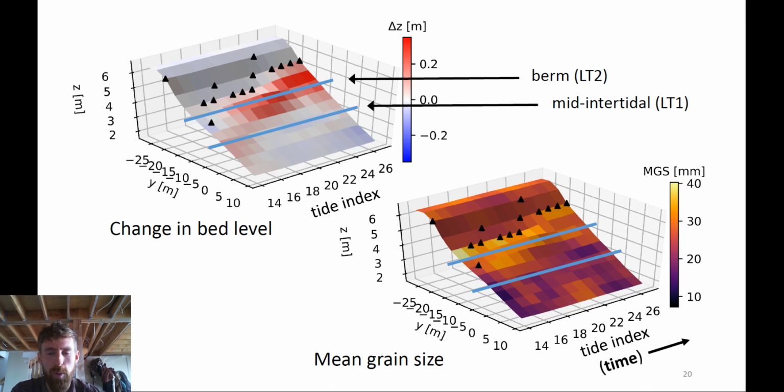Here in blue I've pointed out the positions of those berm and mid-intertidal longshore transects, the survey transects I showed in the last couple slides. You can see the berm transect for most of the experiment corresponded to the position of this high tide berm, as well as the coarse material associated with that berm, whereas the one I've called mid-intertidal was away from the influence of this berm, where the bed elevation was more consistent and we were in these smaller but more variable grain sizes.